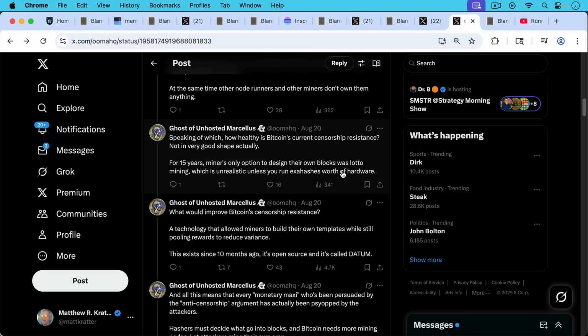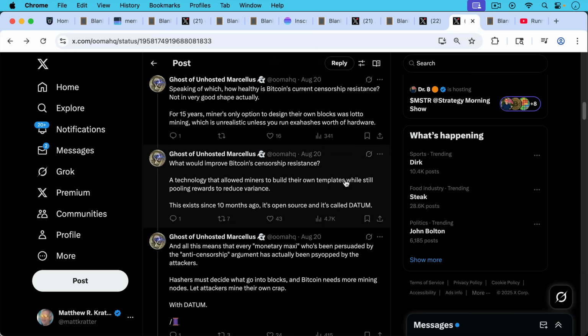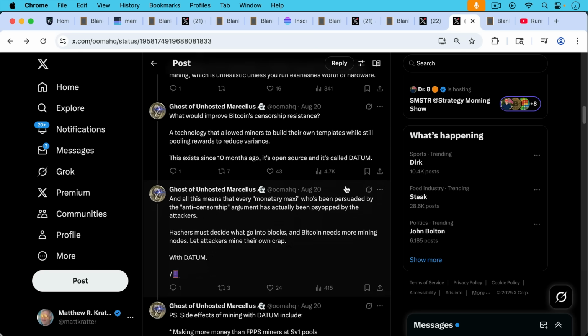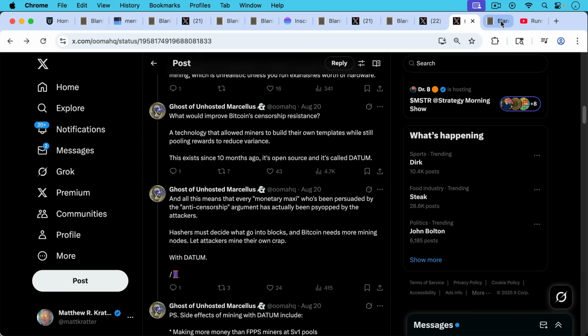A technology that allowed miners to build their own templates while still pooling rewards to reduce variance. This exists since 10 months ago. It's open source and it's called Datum. We've talked about it on this channel before. It's a free and open source protocol from Ocean Mining. And all this means that every quote-unquote monetary maxi who's been persuaded by the quote-unquote anti-censorship argument has actually been psyoped by the attackers. Hashers must decide what goes into blocks, and Bitcoin needs more mining nodes. Let attackers mine their own crap.